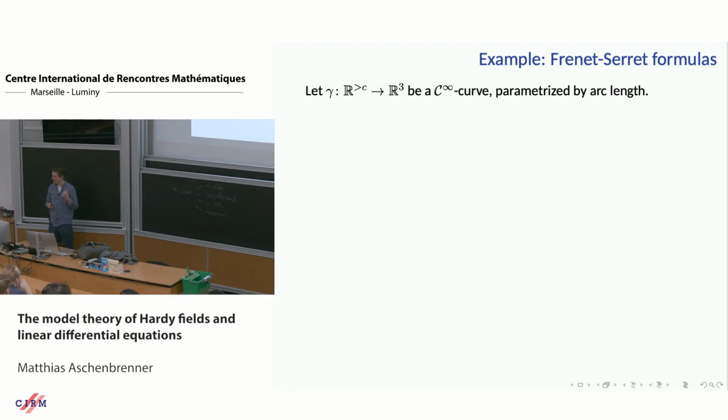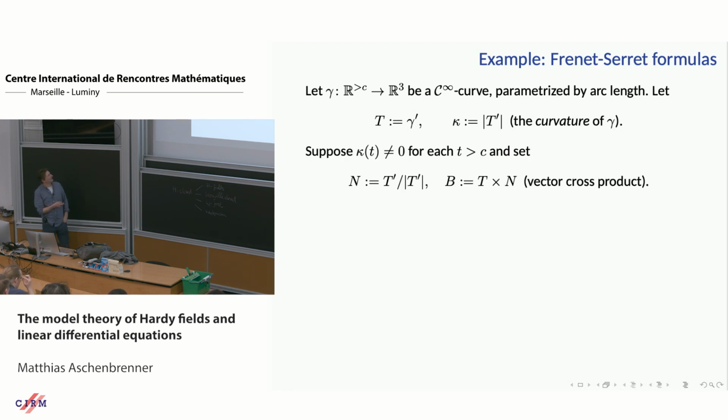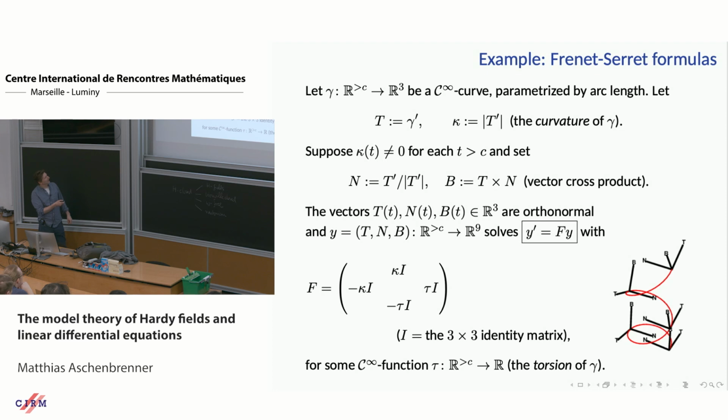skew-symmetric matrices, and these are the Frenet-Serret formulas from elementary differential geometry. So if you have a C-infinity curve parameterized by arc length, then there are two parameters associated with that, which is first the tangent vector, gamma prime, and the curvature. And let's assume that the curvature is always non-zero. Then you can build the normal vector and the binormal vector, which is given by the cross product. And then these three vectors, T, N, and B, form an orthonormal system.